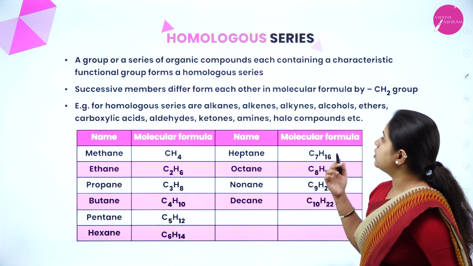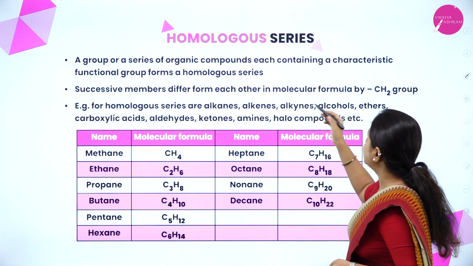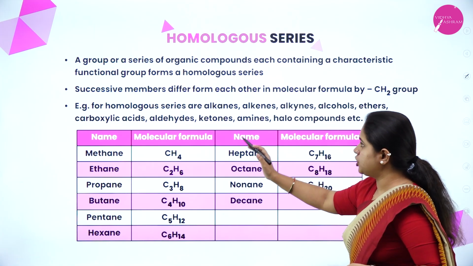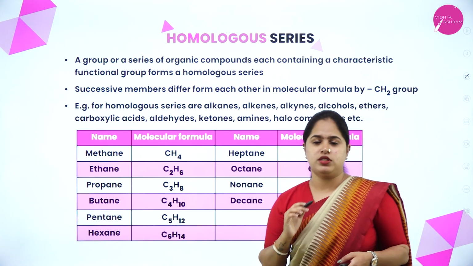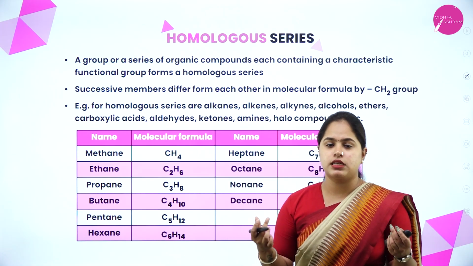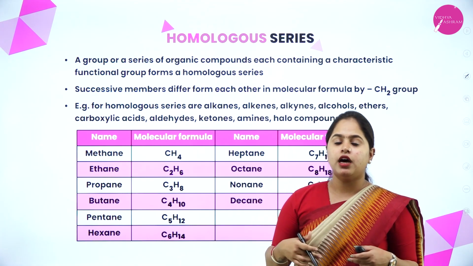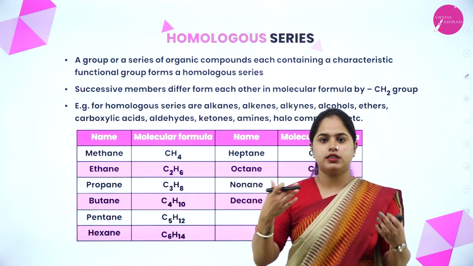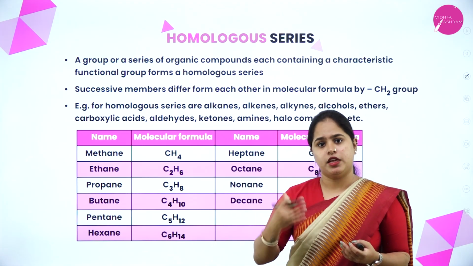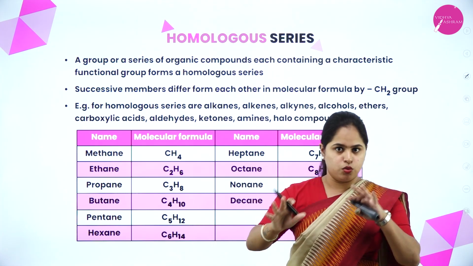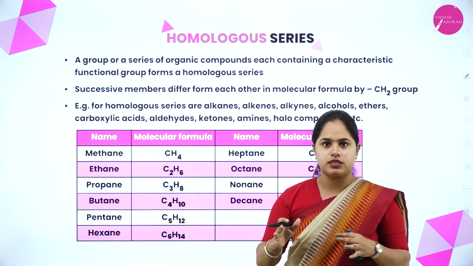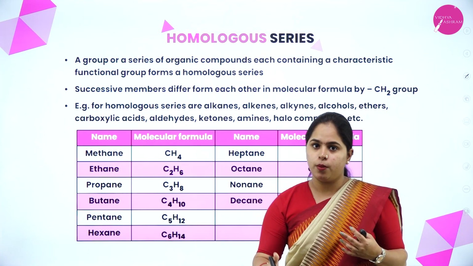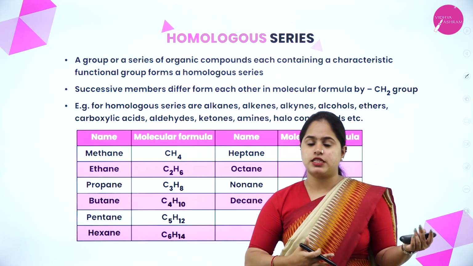Okay, so a group or series of organic compounds, each containing a characteristic functional group, forms a homologous series. So let us consider the example of our family itself. In our family, there will be a father, mother, children. There will be babies, there will be school-going children, there will be adults, those who are going for jobs, right? There will be grandparents as well, right?